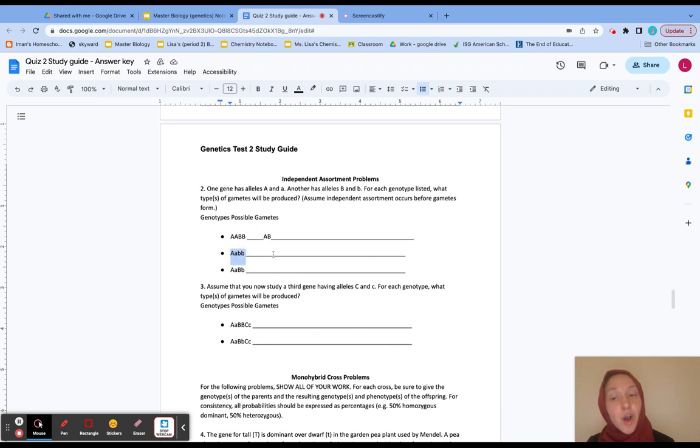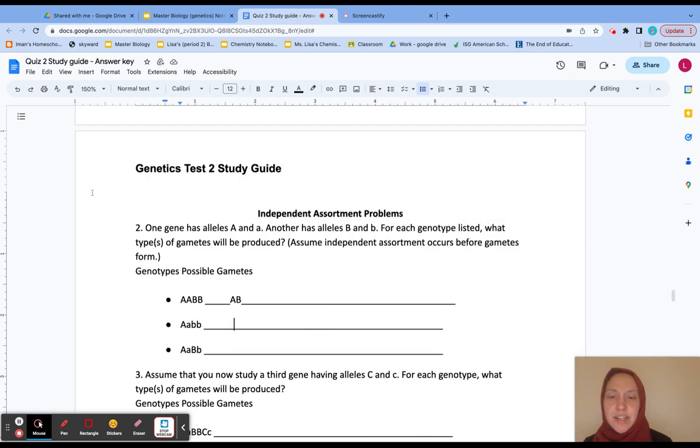This parent here, what genotypes can they pass down? Well, they can pass down, let's see if I can make this a little larger first. I'm sorry, it's so small. There we go. They can pass down a capital A with a lowercase b, or they can pass down a lowercase a with a lowercase b. So this parent has two possible genotypes that they can pass down. You can try the last one on your own. It should be 4 possible gametes, or 4 possible genotypes.